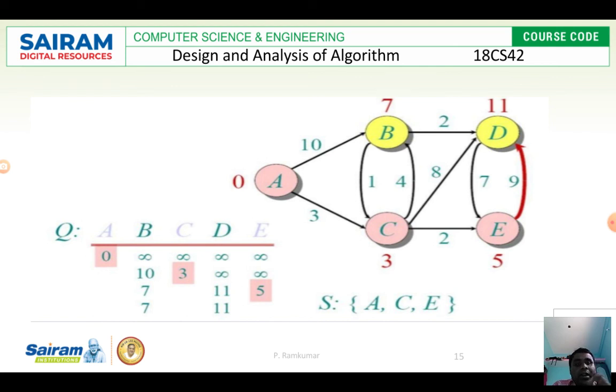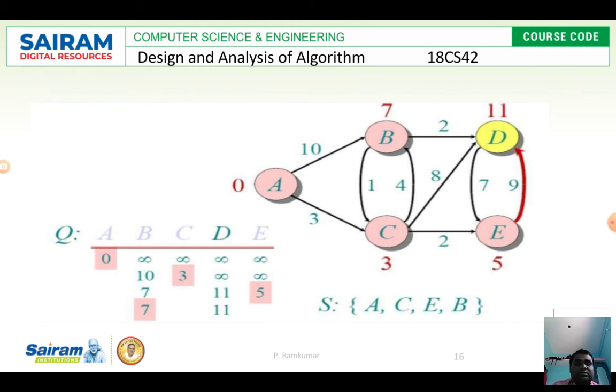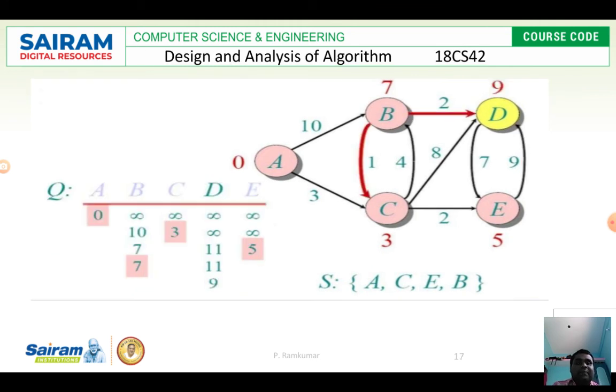But I have already chosen the C vertex, which has value 3. From C to D, 3 plus 8 is 11. And one more thing, from C to B, 3 plus 4 is 7. From B to D, 7 plus 2, it will become 9. So 11 at last becomes 9. Now it becomes 9.